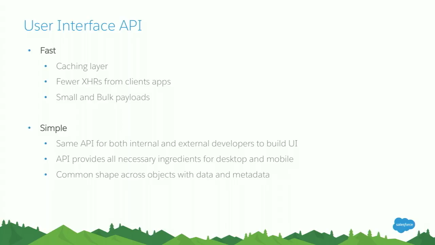So the benefits of User Interface API is that they're fast because we cache metadata, so that we help cut down on the number of API calls. We have a lot of features that are built for supporting development for mobile, such as being able to do bulk payloads and smaller payloads if you're just refreshing data, as opposed to getting giant responses back. And as I said before, it's the same API that we use for Lightning. So what's good for us is good for our customers, and we want to share.